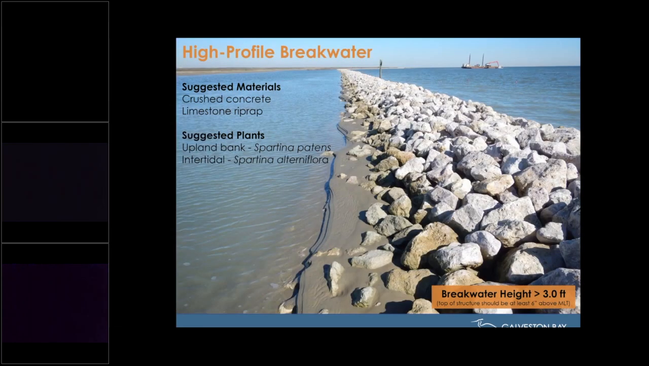Now, on the other hand, a high-profile breakwater is what you're going to see on a larger scale project, typically in a higher energy environment, and this just basically means that it's going to be a structure that's greater than 3 feet in height. And these are usually constructed out of materials like crushed concrete or limestone riprap. And of course, in both of these situations, we always recommend planting both your intertidal zone as well as the upland bank habitat with native plant species.